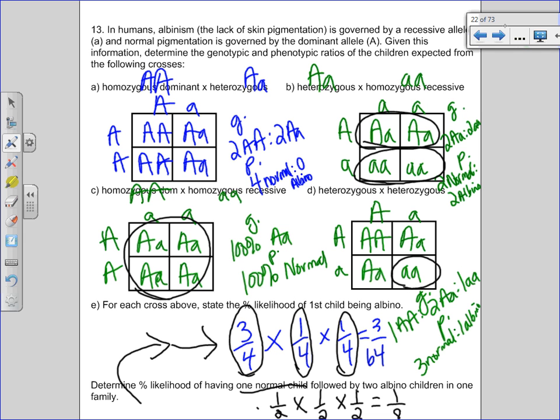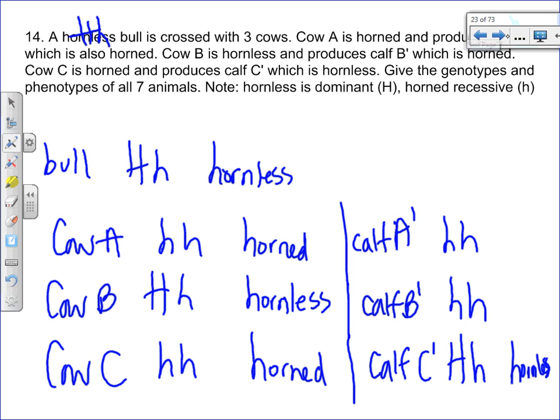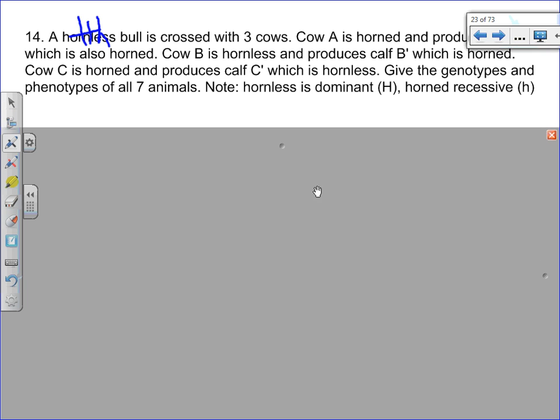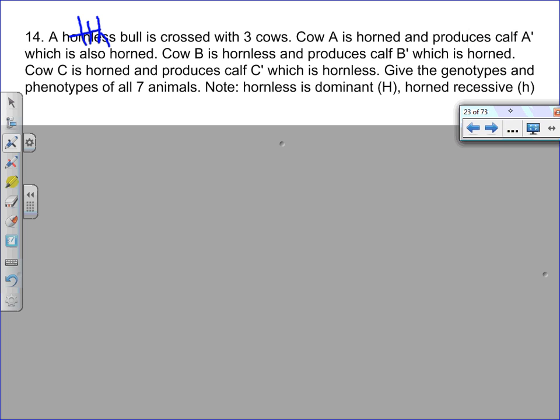Okay, so that's the tricky part about number 13. Number 14. All right, this one is kind of a process of elimination. Okay, so we look and see. Let's see what we can figure out. A hornless bull is crossed with 3 cows. All right, so it says hornless is dominant and horned is recessive.